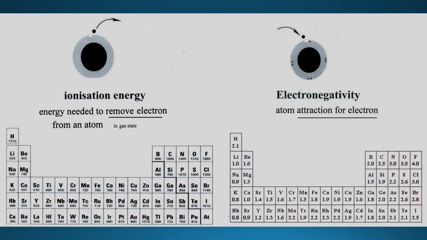Ionization energy talks about removing an electron. Electronegativities talk about the attraction of an electron. Now I'm going to focus on the ionization energy. And let's begin.